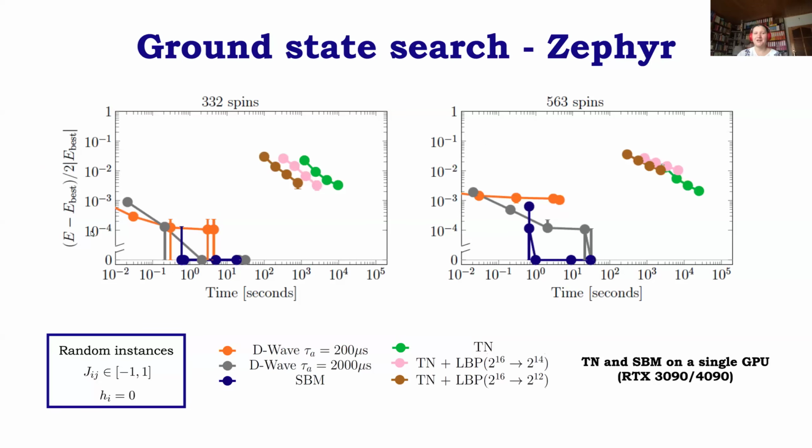Zephyr geometry, on the other hand, proves to be more challenging to the tensor network approach, so we are able to identify states within approximation ratio 10 to the power minus 1. And this is due to the fact that the Zephyr graph has larger fraction of diagonal interactions in comparison to the Pegasus graph. And it has its impact on the contraction stability.